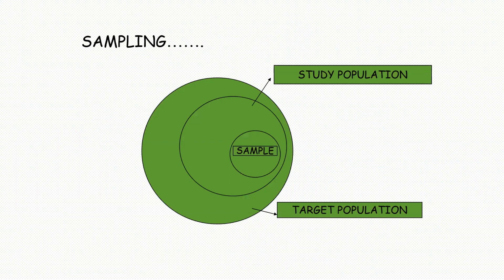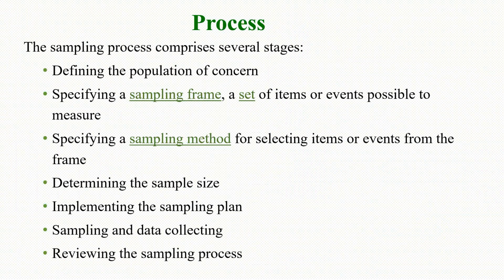Then sampling, how we are taking a sample. First, we identify the target population. From the target population, we observe a study population. From the study population, we take a sample. That is a subset of the study population that we consider as a sample. This is how the sampling method is approached.